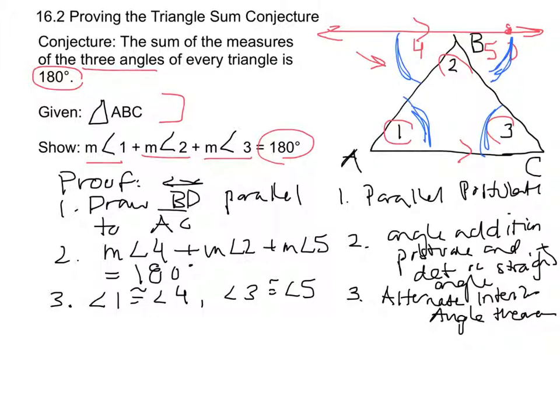And then for step 4, we say that the measure of angle 1 is equal to the measure of angle 4, and the measure of angle 3 is equal to the measure of angle 5. And this is just by the definition of congruent angles.